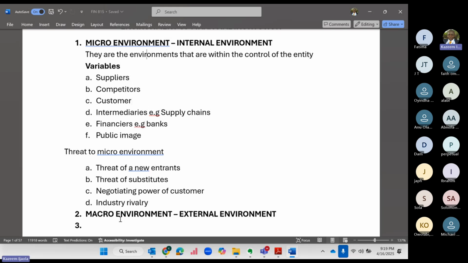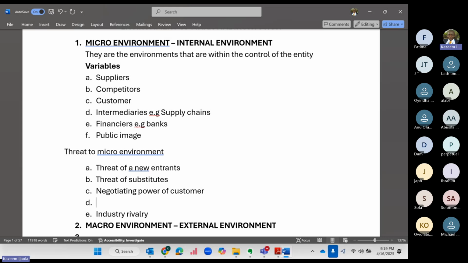Remember that microenvironments are those environments that are within your control, something that happens around you that you can still influence or control. And there are 6 variables that trigger microenvironment: your suppliers, those that supply you goods, customers, competitors, intermediaries, financiers, and public image. These are the variables there. The threats to microenvironment, according to Porter: the first one is the threat of a new entrant. Then we have the threat of substitute, negotiating power of customer, and industry rivalry.